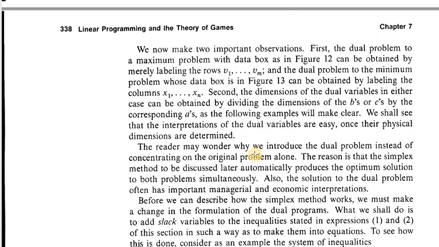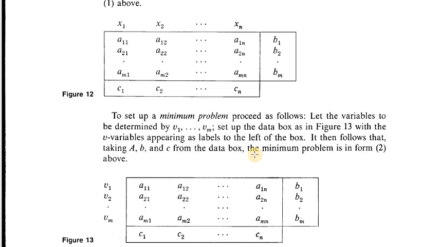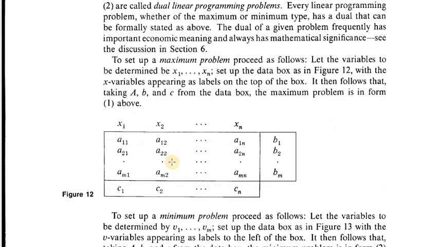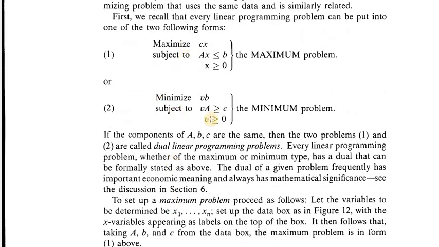So there's a very slight difference between this box for maximization and this box for minimization. So what's the difference? The difference is only where you put the variables. Here the variables go across, here the variables go down. And that's reflected in this statement here that the variables here go on the right, variables here go on the left.